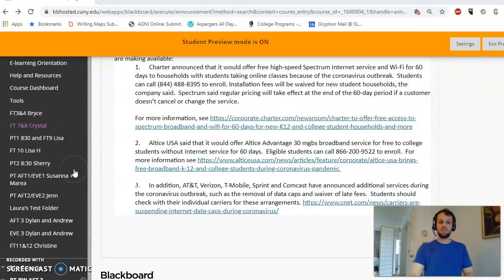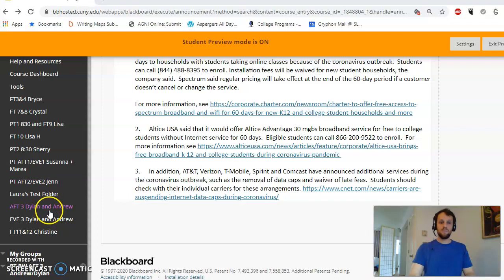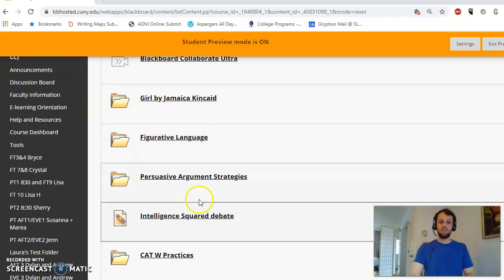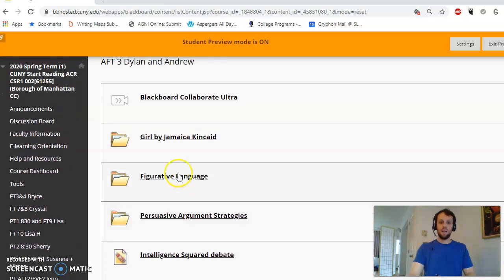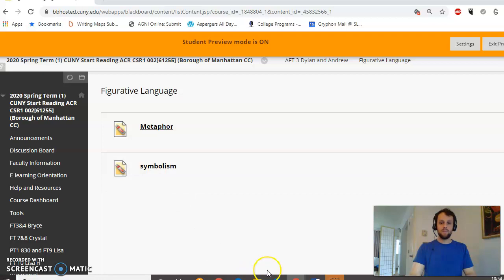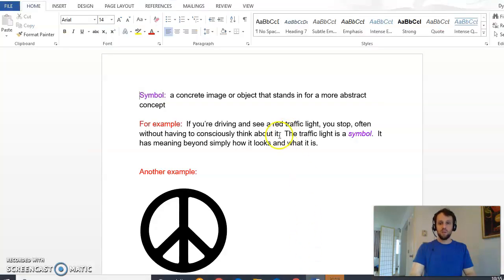Okay, so the symbolism lesson, and again, anything that we do, I'm going to make sure you have available on Blackboard. So you're going to look at figurative language, click into figurative language. Metaphor we haven't gone over yet. Symbolism is what we did. So you're going to click symbolism, and then this is what comes up. Once you have this up, it's pretty straightforward, and I'll go over it with you.